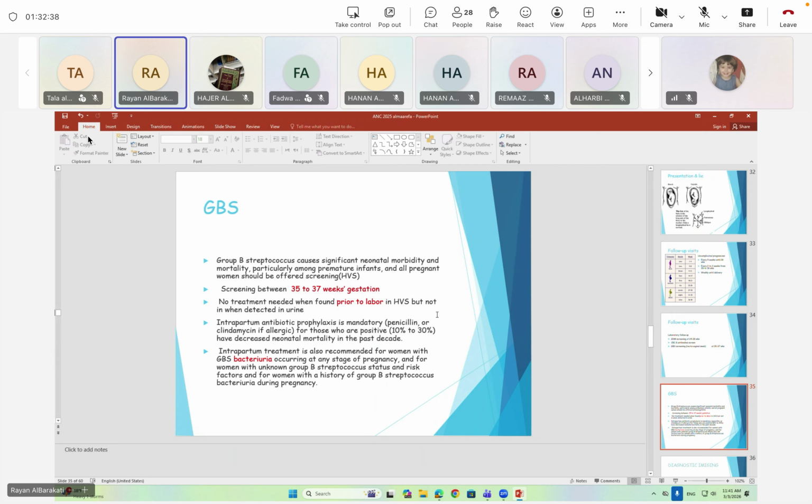By the way, 10% of patients might be GBS positive as part of the normal flora of the vagina, and usually it doesn't need treatment if there are no symptoms. However, in pregnancy, if they are going to deliver normally, you will need to cover those patients during labor with intrapartum antibiotics to prevent transmission and affecting the fetus.